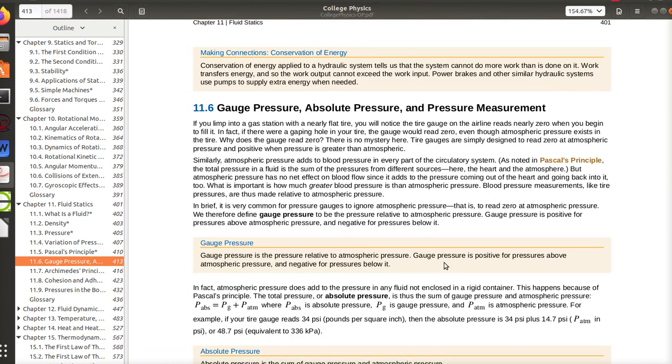Gauge pressure, absolute pressure, and pressure management. Okay, gauge pressure is what a gauge reads. So most gauges will read 0 if they're out in the atmosphere or they're unhooked to things.